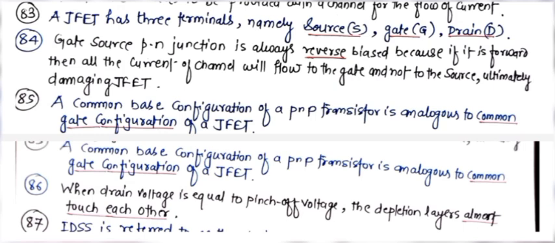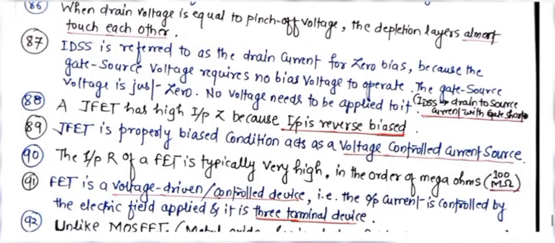A common base configuration of a PNP transistor is analogous to common gate configuration of a JFET. When drain voltage is equal to the pinch-off voltage, the depletion layers almost touch each other. IDSS is referred to as the drain current for zero bias because the gate source voltage requires no bias voltage to operate. The gate source voltage is just zero. No voltage needs to be applied to it. Therefore, IDSS is the drain to source current with gate shorted.